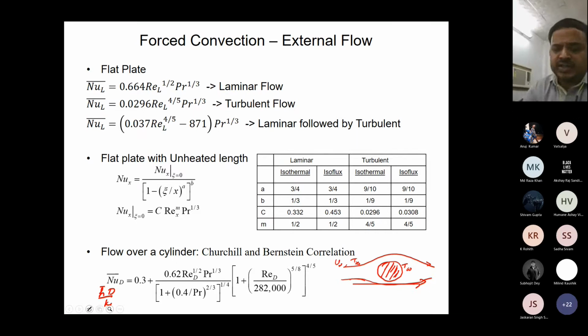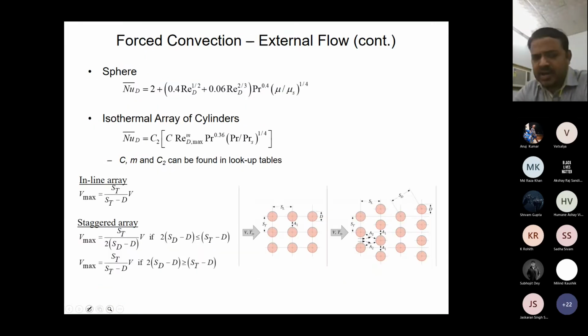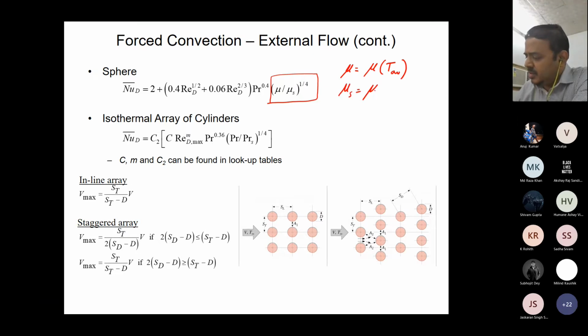These are again correlations you don't have to remember. I have repeatedly told you, these correlations will be provided to you. There will be a complete correlation list that will be given. And you have to pick and choose which correlation to use depending on the problem you have to solve. Similarly, if you now go to flow over a sphere, again there you have a correlation: 2 plus 0.4 Reynolds to the power half plus 0.06 Reynolds to the power 2/3, and so on. One thing to note here is this term mu over mu s. What is that? Mu, as we know, is the dynamic viscosity of the fluid. Mu is mu at T average, and mu s is mu at Ts or T wall.